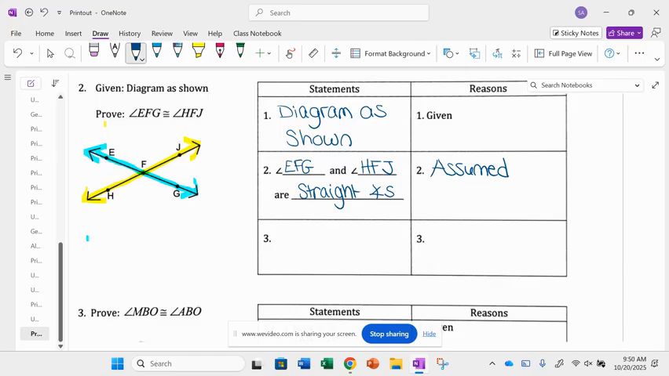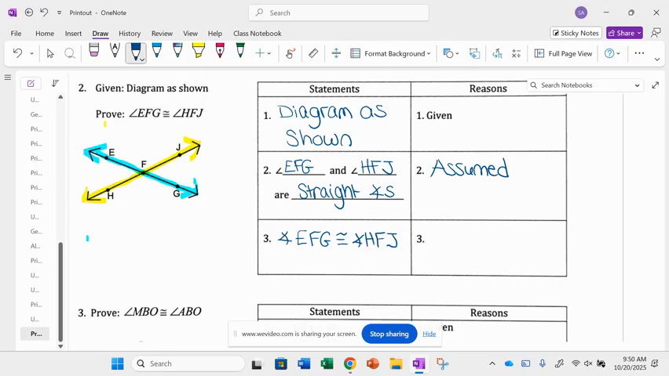And now what's the last thing we always have to write in our proof? The last statement is always what? So the first statement's always you're given. The last statement is always what? Jonah. The proof, what we want to prove. So I'm going to state angle EFG is congruent to angle HFJ.